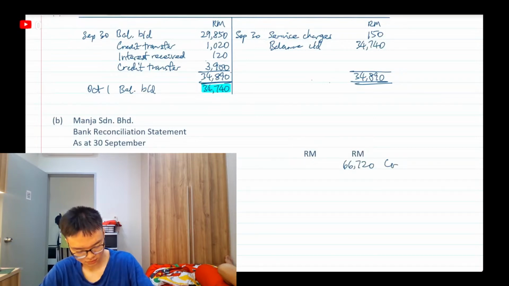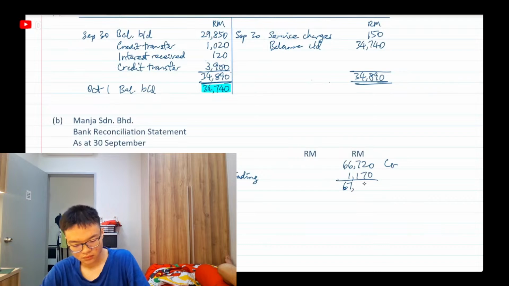You add here uncredited document. There's only one. This is money received from Oma Trading, 1,170 ringgit. So this gives us 67,890 ringgit.